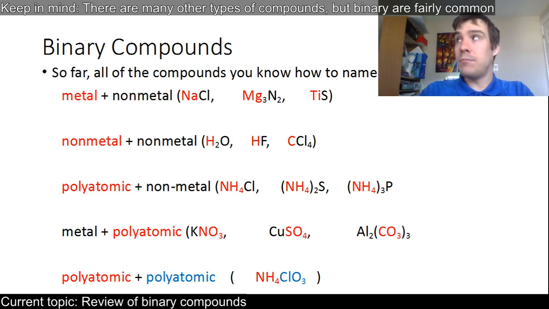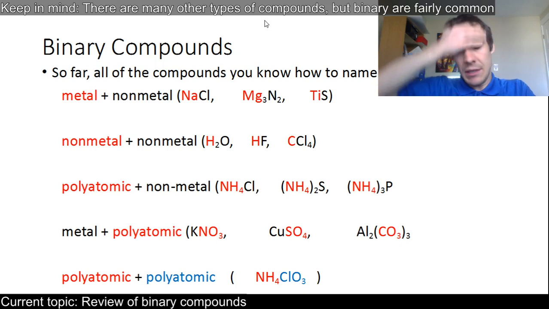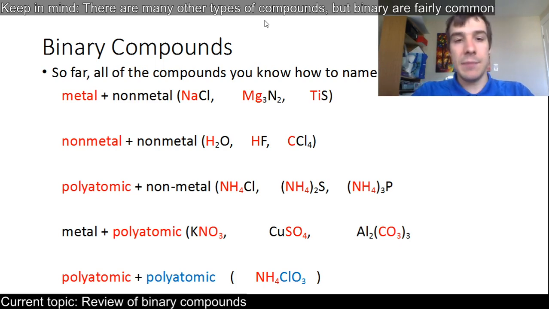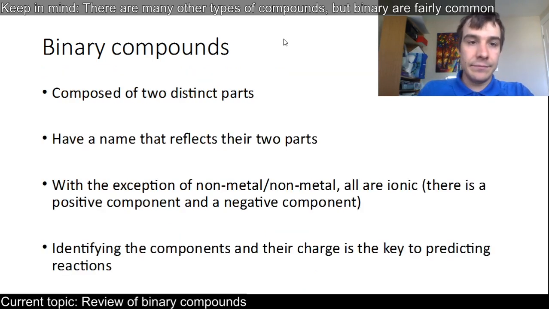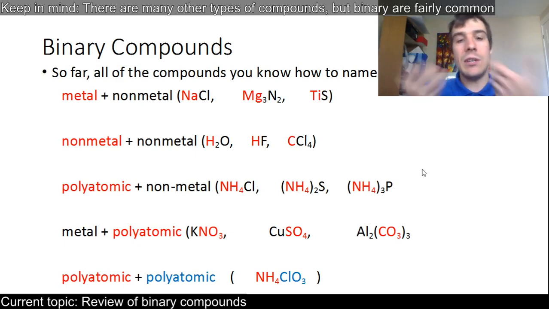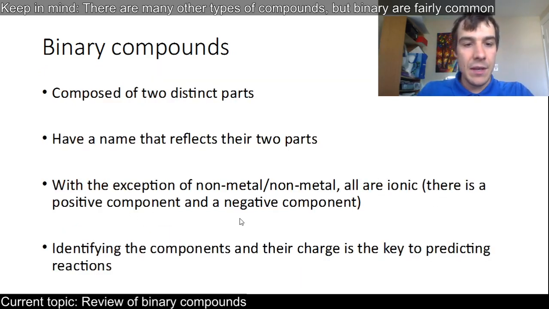So there's lots of other types of compounds. They're not necessarily binary, but we're going to exclusively deal with reactions that rearrange and involve binary compounds, at least as starting materials. So they have two distinct parts. There's a name that reflects those two parts. And all of them are ionic except for the nonmetal, right? So these guys are molecular, but all these other ones are ionic. They have a positive ion and a negative ion and a ratio of positive and negative ions.